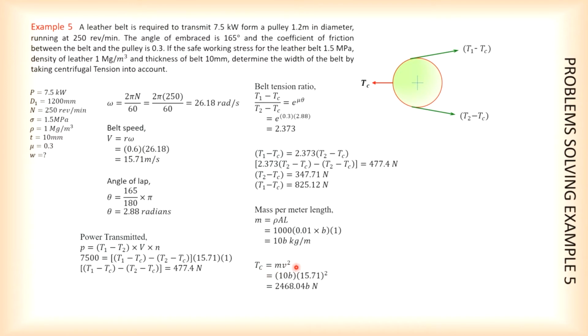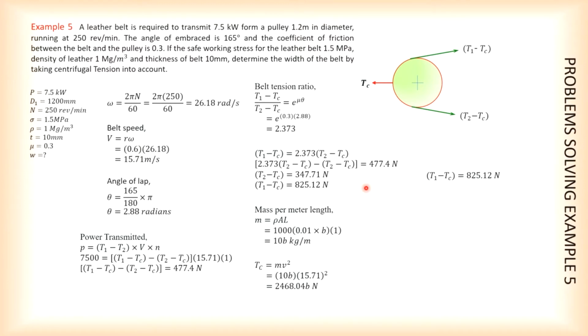That means into the centripetal tension formula here, which is rho A V squared or M V squared. It can be either rho A V squared or M V squared. So your M is 10B, and the velocity that you have got earlier is 15.71 squared. So you got 2468.04 multiplied by width, Newton.